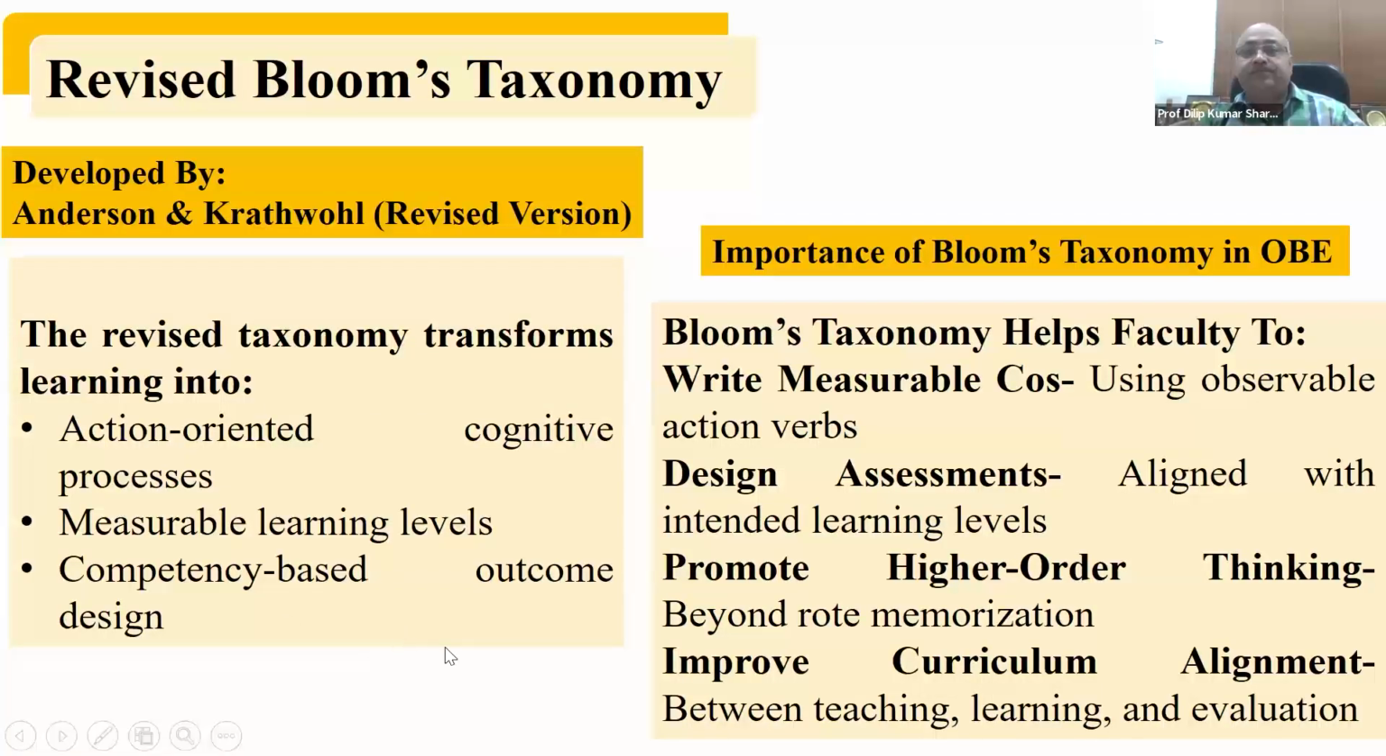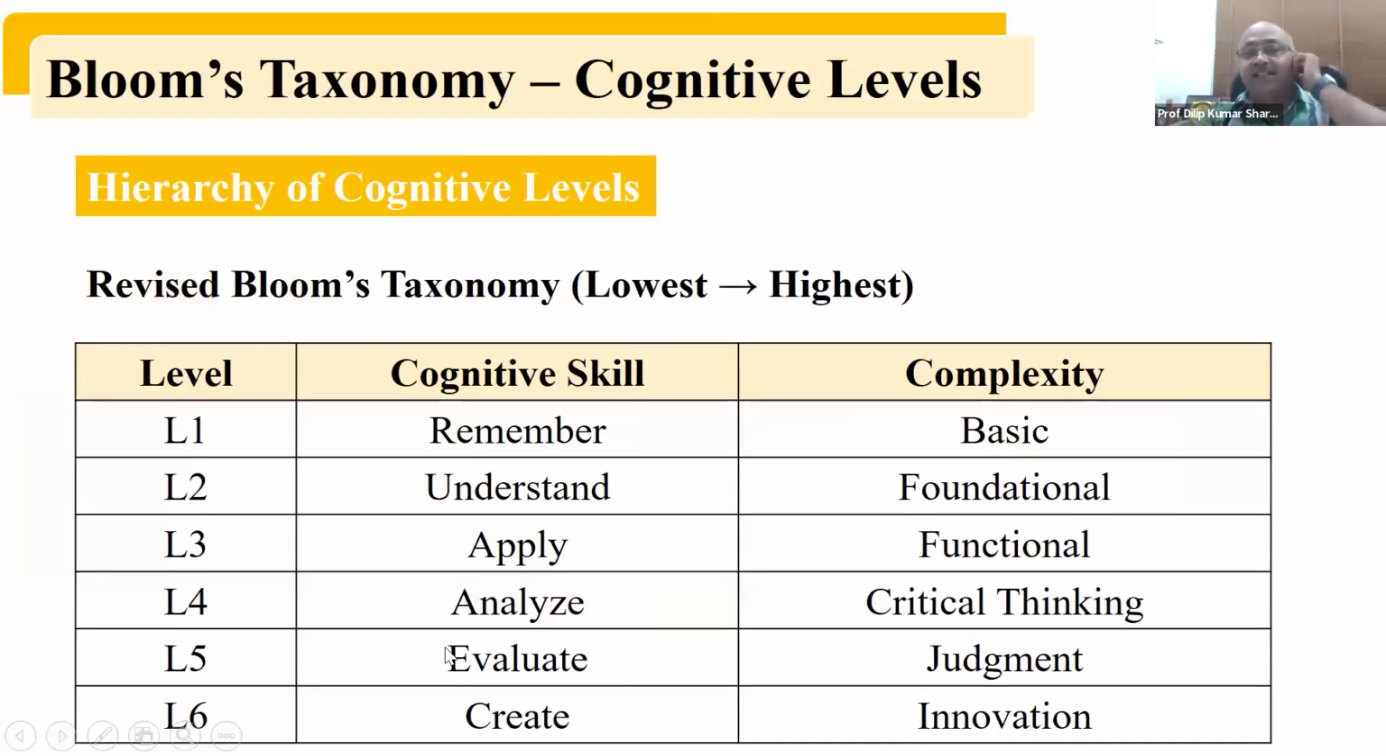So you can see these are the 6 levels. You can take a snapshot of this. The lowest level of cognitive skill is remember, and the highest level of the cognitive skill in Bloom's taxonomy is innovation, creativity, create. Remember level 1, understand level 2, apply level 3, analyze level 4, evaluate level 5, create level 6.